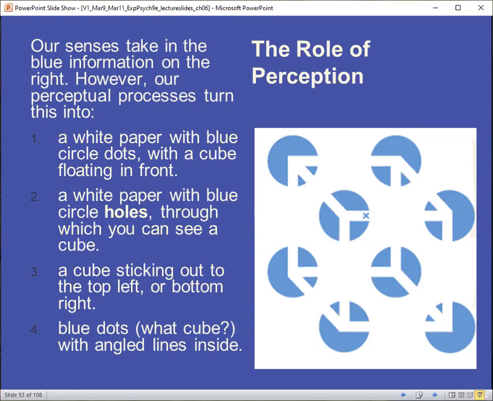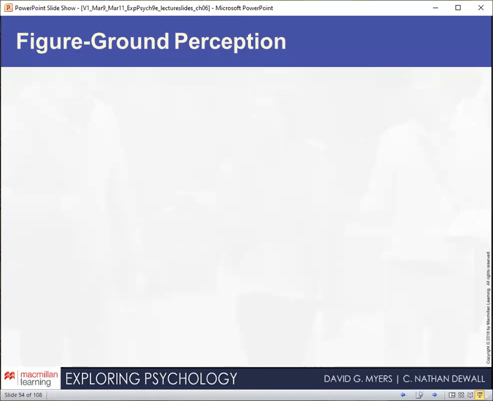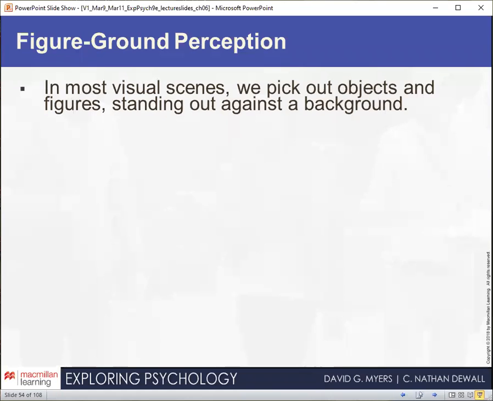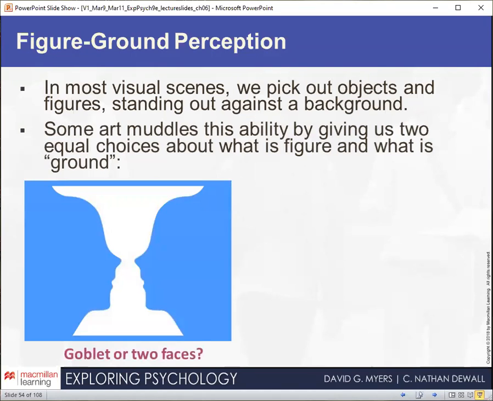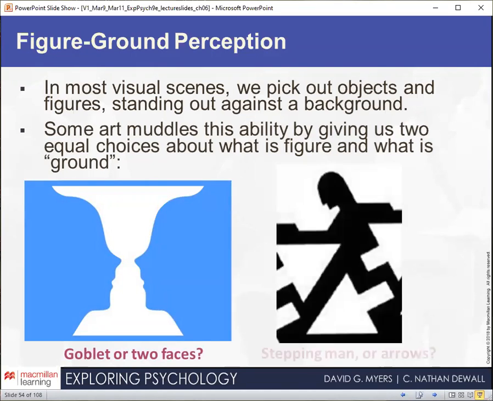Here's a few other examples. This is something you're probably familiar with, figure ground. In most visual scenes, we pick out objects and figures standing out against the background. Some art models this ability by giving us two equal choices about what is figure and what is ground or background. Goblet or two faces, stepping man or arrows. Okay, so we see these arrows, but also you see a stepping man, like walking downstairs.